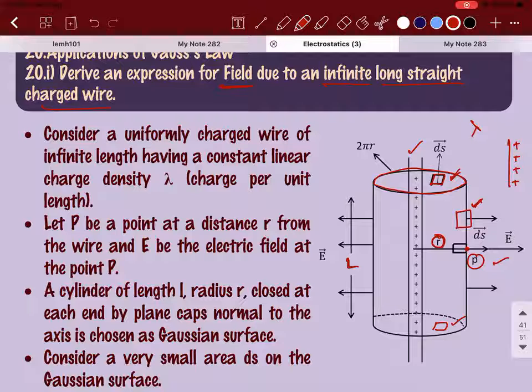Now you need to consider the direction for dA. So what is the direction of dA? For the curved surface, it is away. For the flat surfaces, it is above and below. Accepted? What is the next step that I gave you?